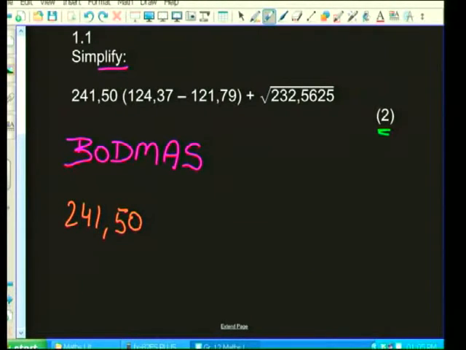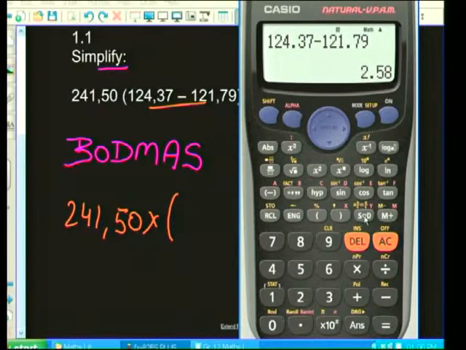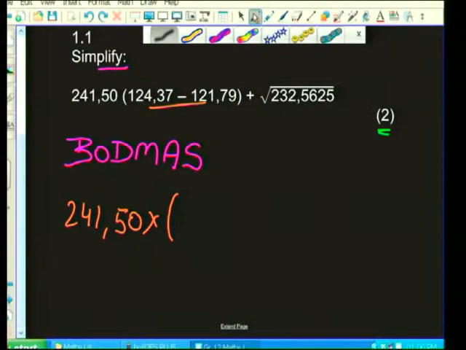So let's take our 241,50. And if you'd like, type in the times. Otherwise, you could have left it as a bracket. Let's do this bracket on the calculator now. So we're going to get our calculator out, and we've got 124,37 minus 121,79. Make sure that as you are typing into your calculator, you're actually checking. It is so easy to make a mistake on the calculator. So just double check that what you have on the calculator is what you want. Now let's press equals, and we get 2,58. So let's go back and write that in, 2,58.